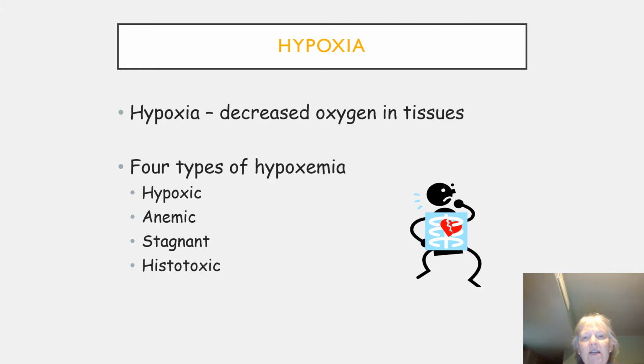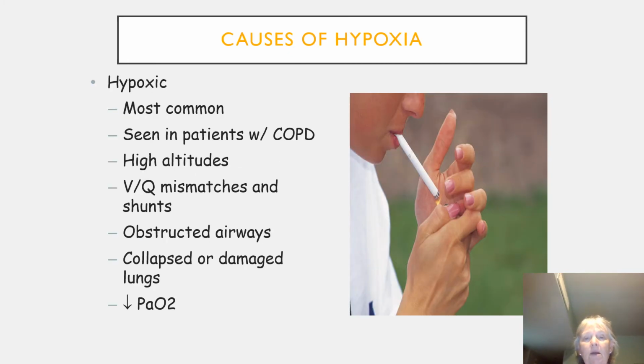So hypoxia, for the most part, is decreased oxygen to the tissues. Remember, there's the 4 types. We just mentioned this. Hypoxic, anemic, stagnant or circulatory is another name for that one, and then histotoxic. And so let's talk a little bit about those. So some of the causes of hypoxia, the most common one is hypoxic hypoxia. And this is what we see with our patients that have COPD. And this is what we see when you go to high altitudes.